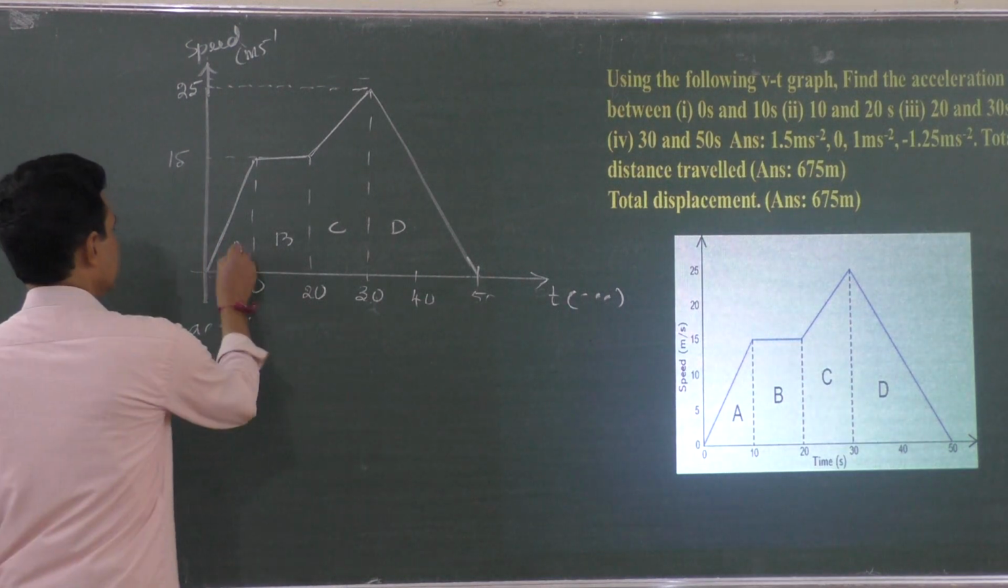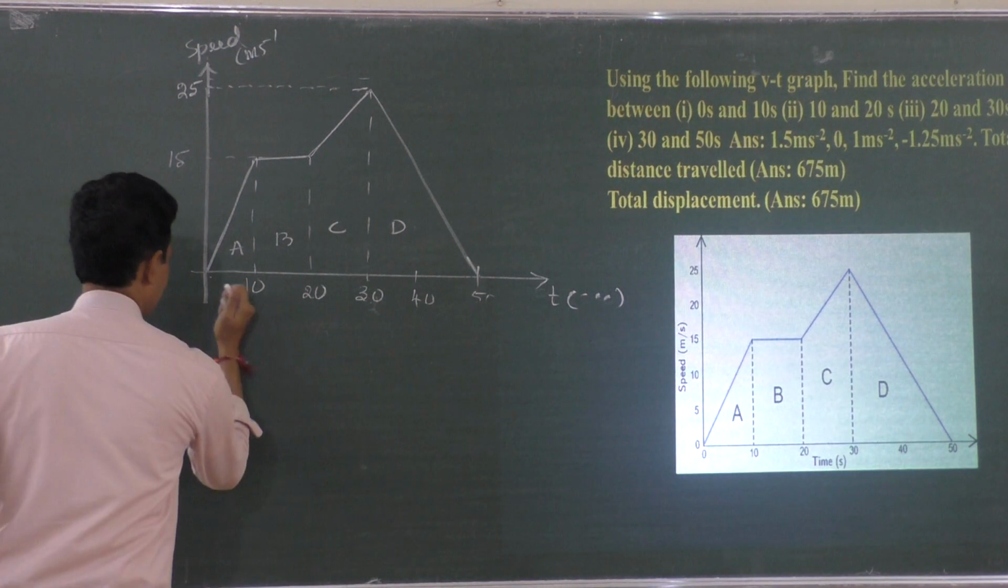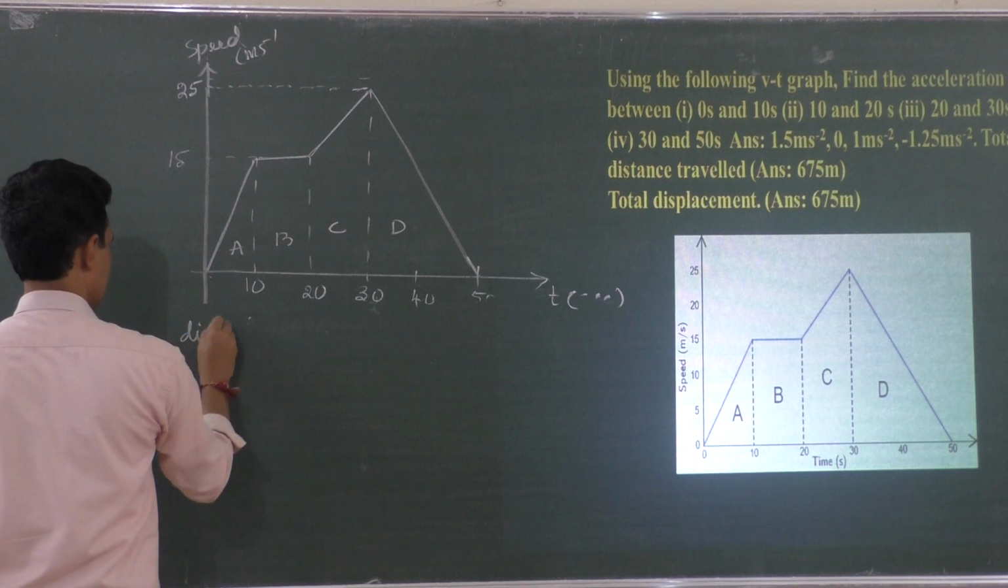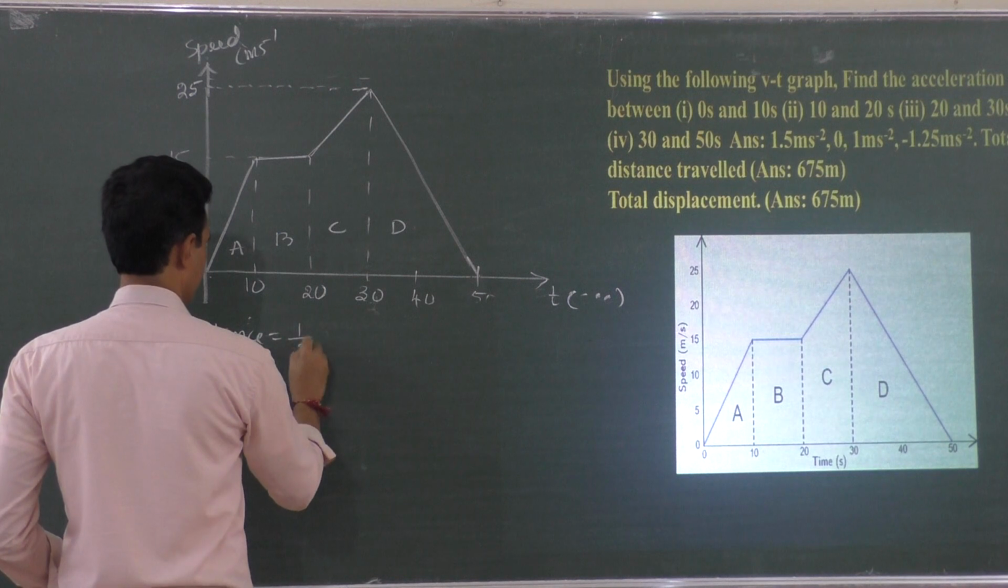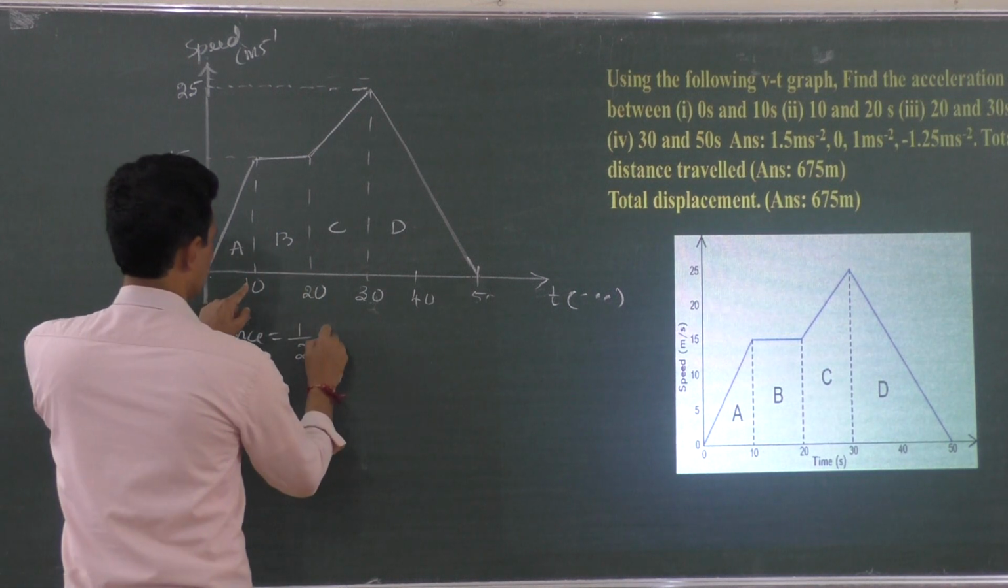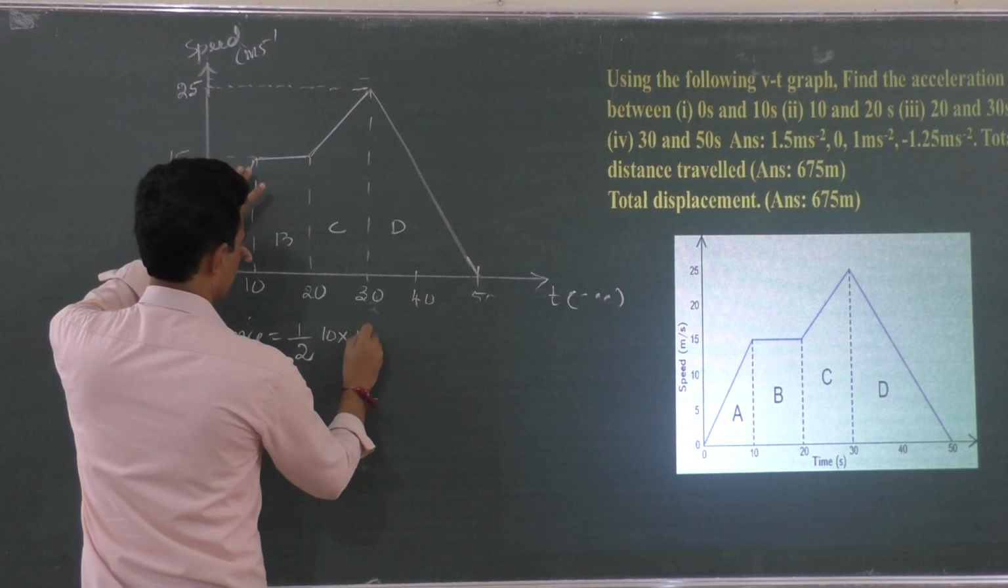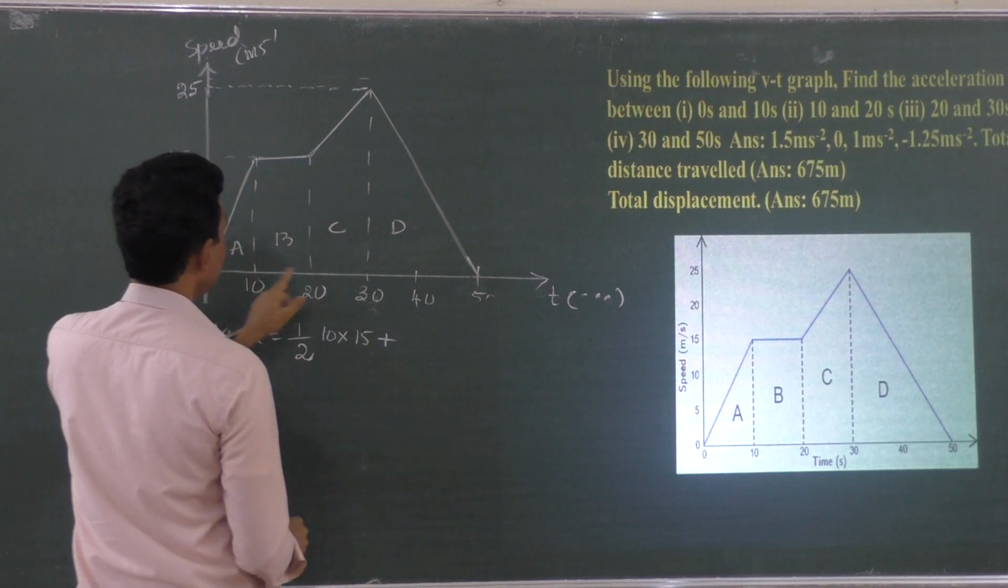Then what is the area? Let's keep writing the total. Both distance and displacement are the same. Half base into height plus length into breadth.